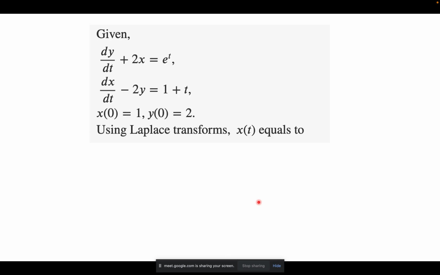Yes, sir. Okay, so the next question: you are given two differential equations. First, dy over dt plus 2x is equal to e power t, and then dx by dt minus 2y is equal to 1 plus t. You are also given two initial conditions for x and y: x of 0 is 1 and y of 0 is 2. You need to use the Laplace transform properties and find the value of x of t. So how will you solve that? Just give me an idea, and then I will move forward.